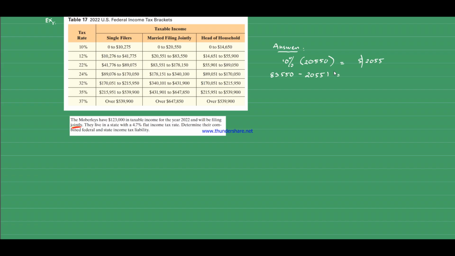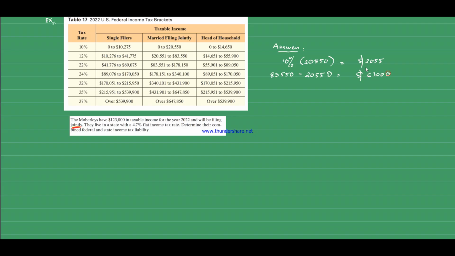Okay. So 83,550 minus 20,550. I'm sorry, we subtract this to this, not this, because this bracket starts from 551. So we have to subtract this, so it must be in between this. So we subtract this to this, so that it includes the part right over here. Okay, 63,000.